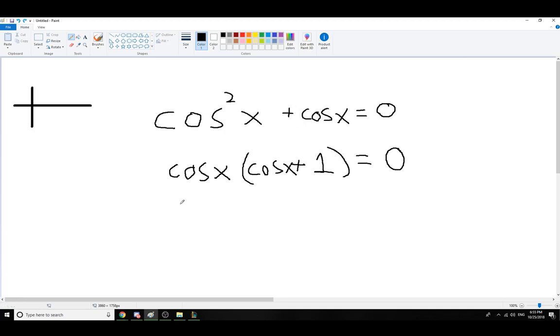All right, so now it's just simple algebra for the most part. Now that we have the whole equation equal to 0, you just got to find cosine of, let me rewrite that. We have cosine of x equals 0, and we have cosine x plus 1 equals 0, and we're going to subtract 1 from each side. Cosine x equals negative 1.